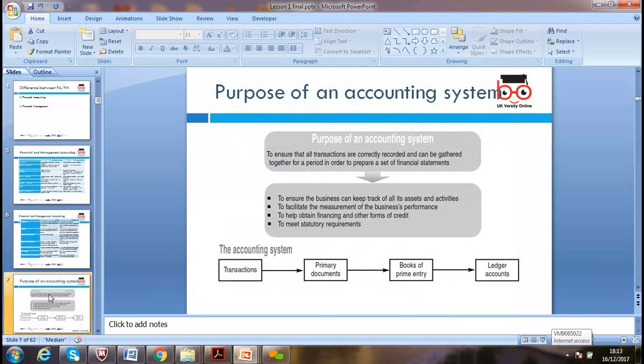Next we are looking at the purpose of a financial accounting system. What is the purpose behind it, whether we are in the hospitality industry or any other? The purpose is to ensure that all transactions are correctly recorded and gathered together over the period in order to prepare the set of financial statements. So the purpose of accounting is to systematically record in the book of account, using debit and credit rules.